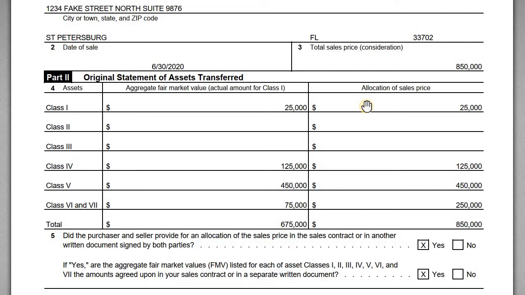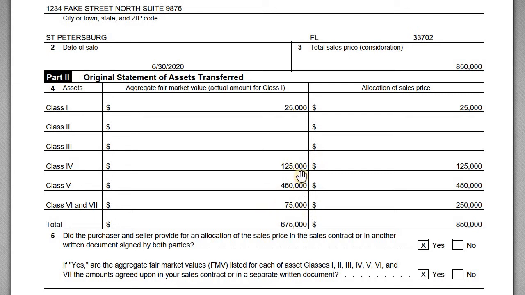Cash is just valued at whatever it is worth. It's only on these other items here, classes 2 through 7, where you allocate the sale price either 1-for-1 or you could do less, right? So the rules say that you can't allocate a sale price to an item that exceeds the fair market value.